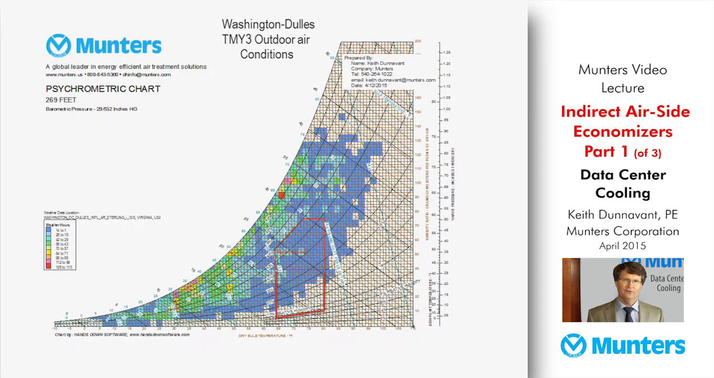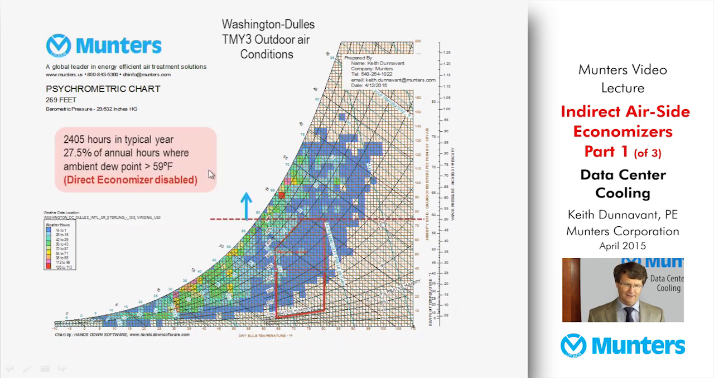However, as we move into the more humid climates, now I'm showing you the Washington Dulles conditions, also plotted on a psychrometric chart. And in Washington Dulles, you'll see that there's 27.5% of annual hours where the ambient dew point, which is a measure of how much moisture there is in the outside air, has exceeded 59, which is the upper end of what ASHRAE recommends for a supply air dew point to be supplied to a server.